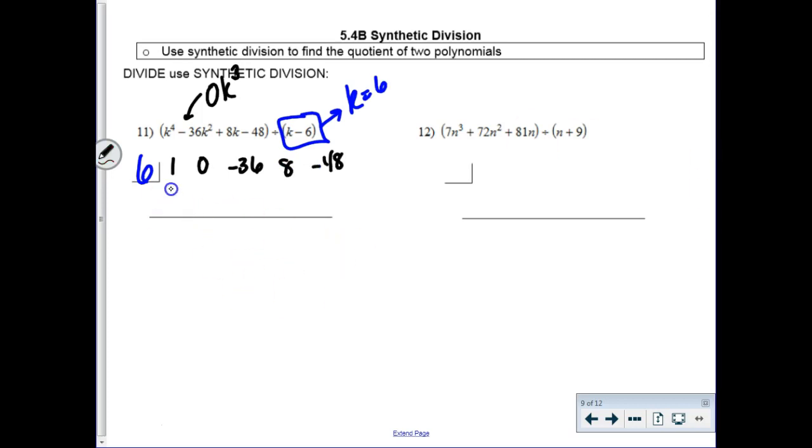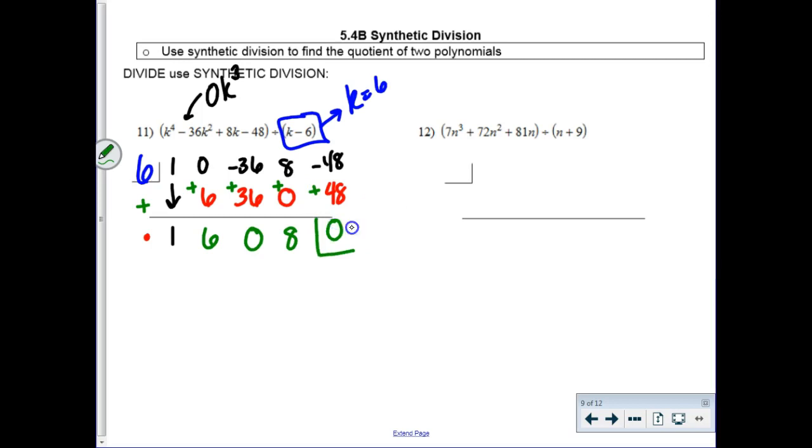So we're going to start the problem by bringing down our first coefficient of 1. And if you're below the line, you multiply, and if you're above the line, you add. All right, 1 times 6 is 6. Add them up: 0 plus 6 is 6. 6 times 6 is 36. If you add those up, you get 0. 0 times 6 is 0. And then 8 plus 0 is 8. And then 8 times 6 is 48. Add them up, you get nothing.